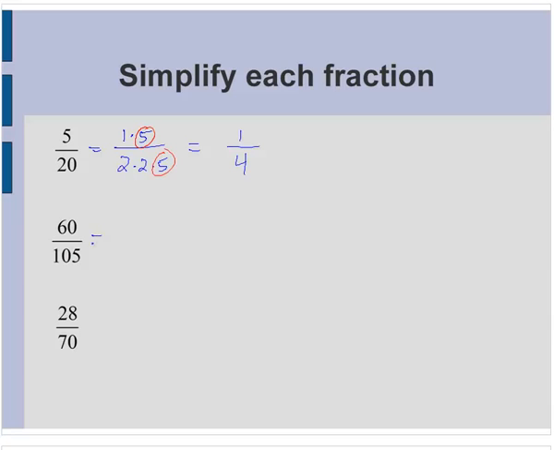60/105. Well, 60 can be written as 2 times 2 times 3 times 5. 105 can be written as 3 times 5 times 7. Removing common factors. Well, let's see. We have a factor of 3 in common and a factor of 5 in common. And so 60 over 105 is the same as 4 over 7.